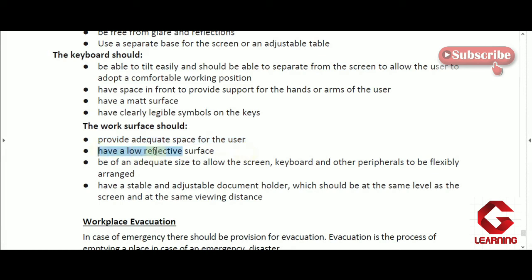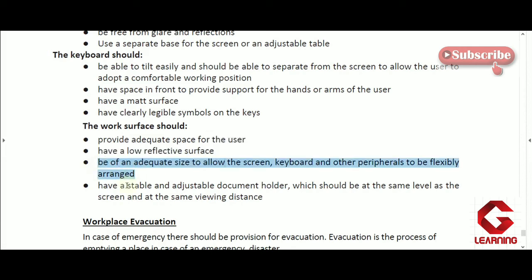Second one is have a low reflective surface. So the desk surface also should be rough, not very reflective, because if the desk surface is reflective or if it is not rough, then in that case there will be reflection of light, and the user will not be able to notice things that are there on the desk.